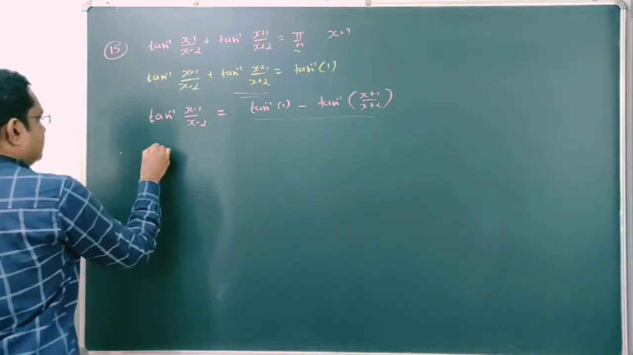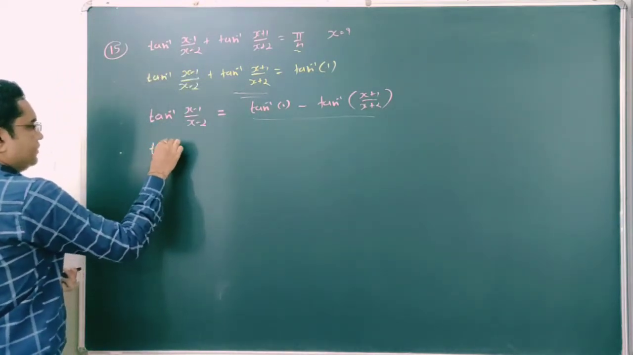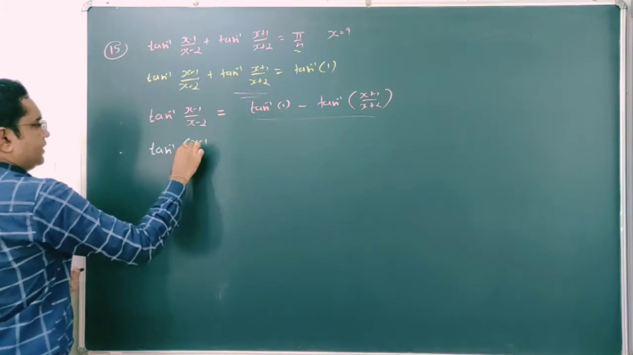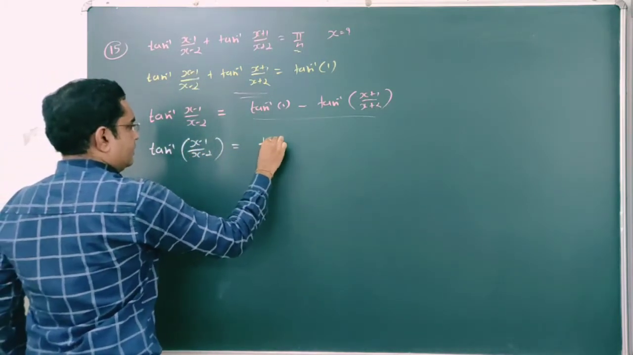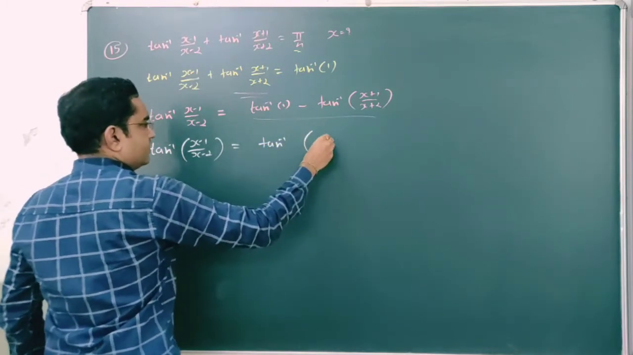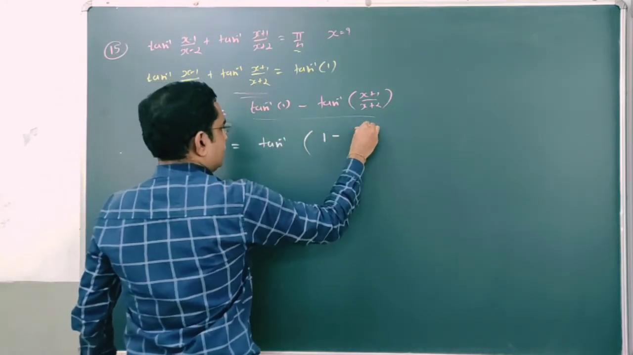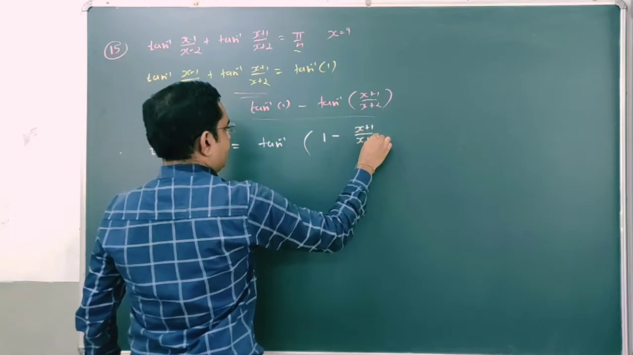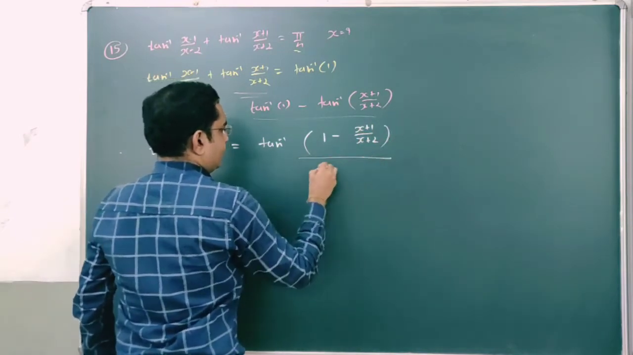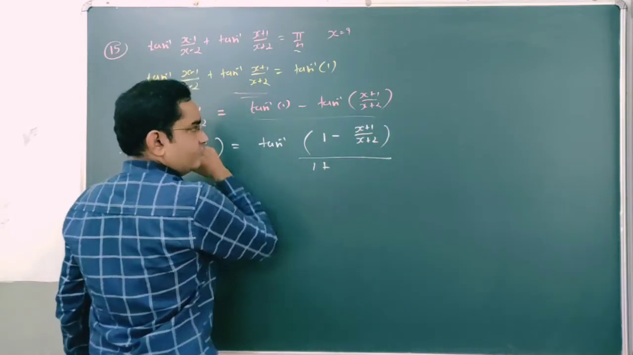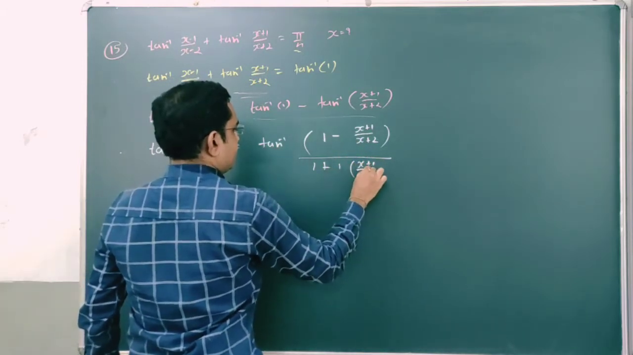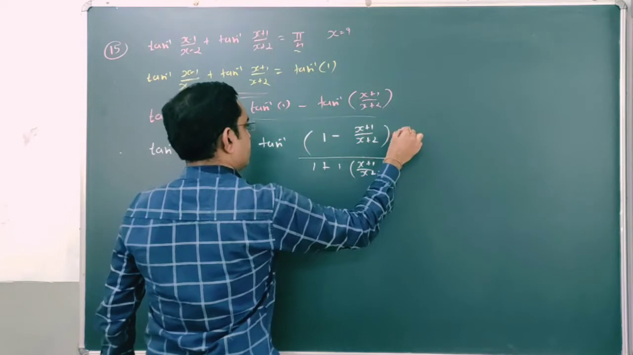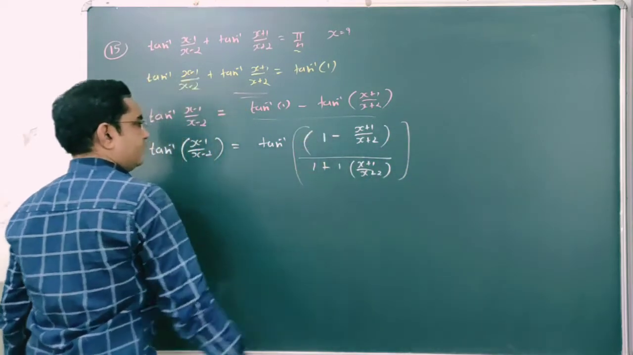So this one is tan inverse x minus 1 upon x minus 2. This is equal to, ये क्या होगा, ये होगा tan inverse 1 minus x plus 1 upon x plus 2, that is x minus y upon 1 plus xy. So 1 plus 1 into x plus 1 upon x plus 2, है ना. ये पूरा tan inverse हो गया.